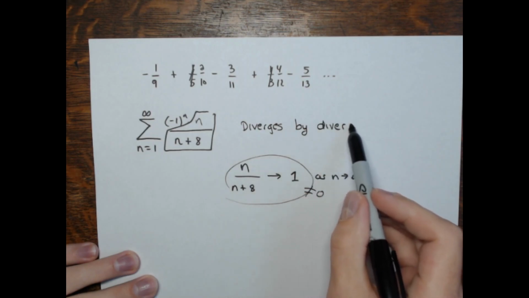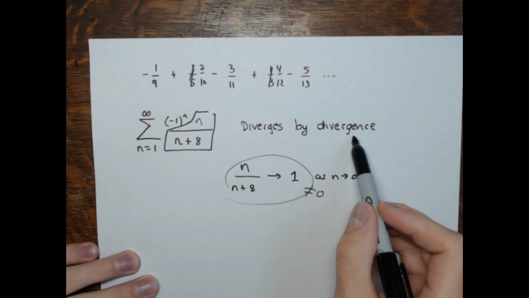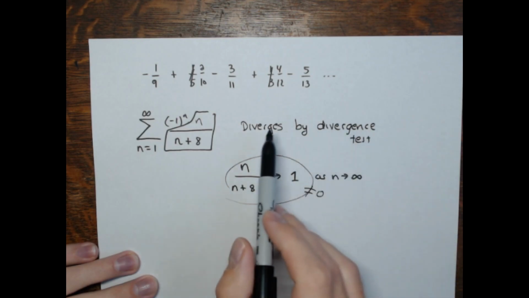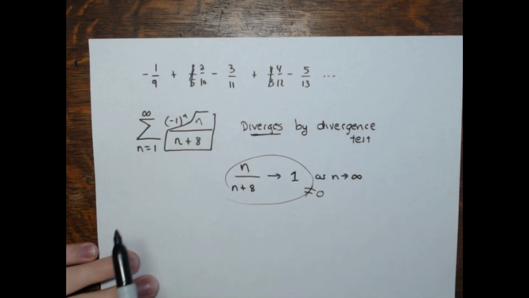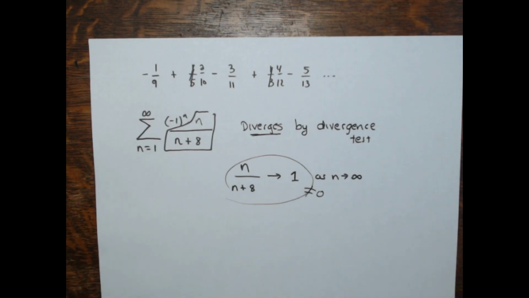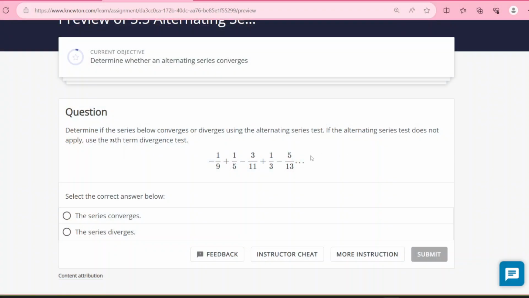And that was back in section 5.2. The divergence test was simply if the terms that you're adding up aren't even going to 0, then it's divergent. There's nothing else to do. So the series diverges.